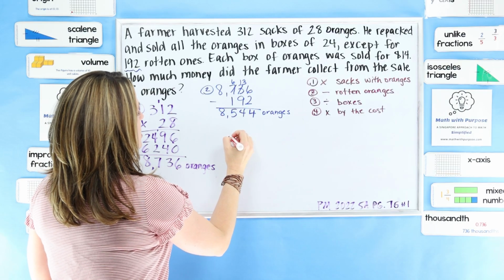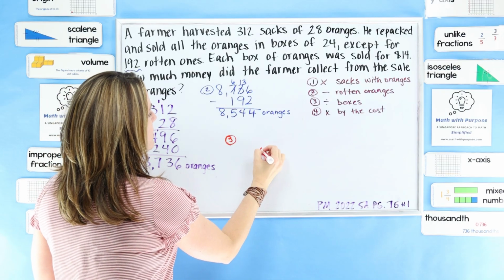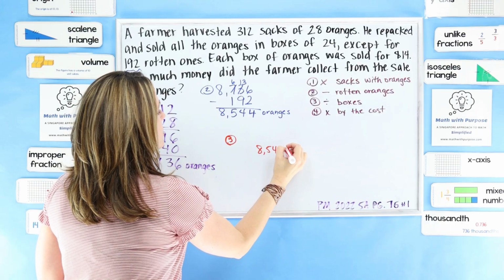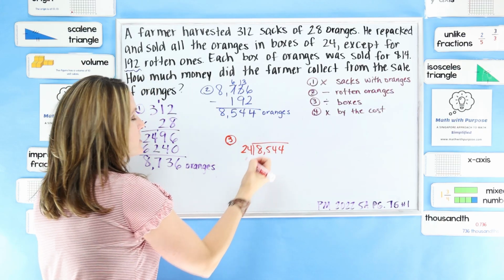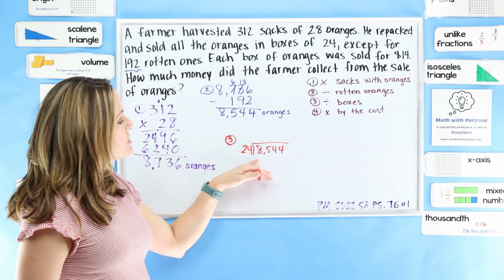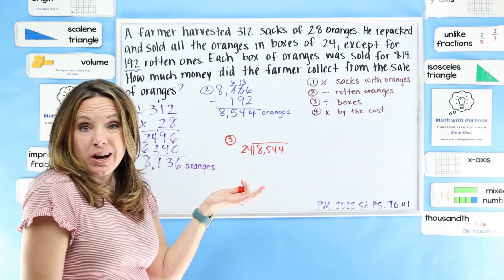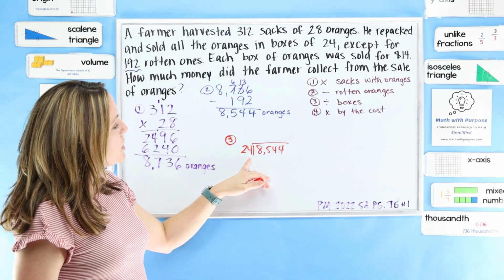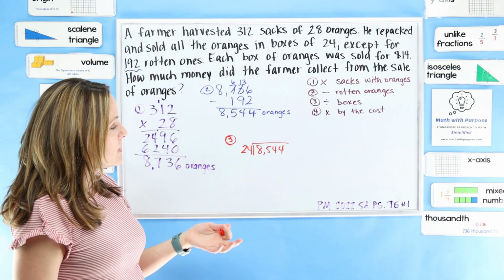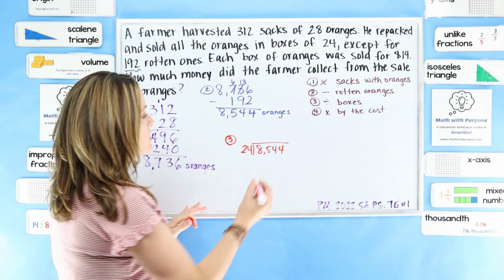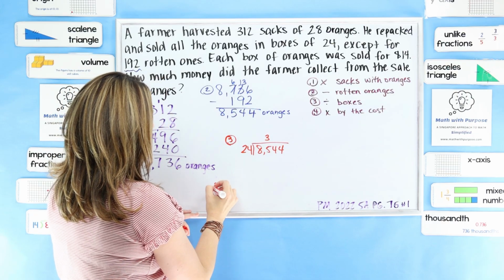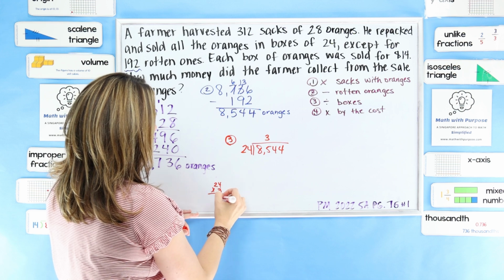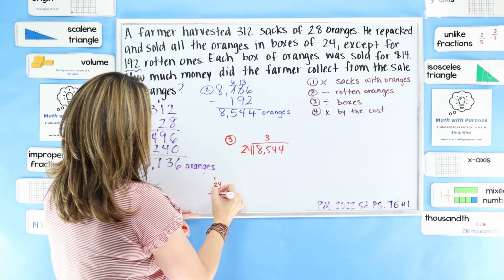So we need to take our total of 8,544 and we need to divide it by 24. Oh, 2-digit divisors, they always stress me out. All right, so I'm going to think about this as close to 25. That's kind of my guess. So I know that 3 25s is 75, so that's pretty close. So I like to come over to the side and calculate that myself. So if I do 24 times 3, I'm going to get 72.